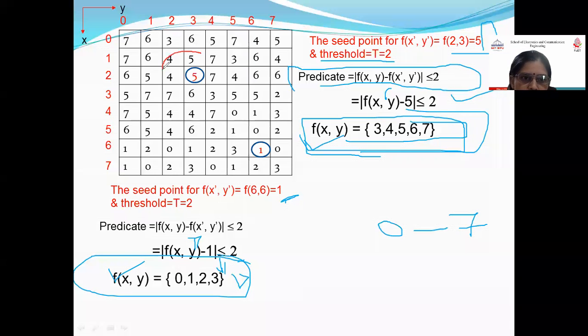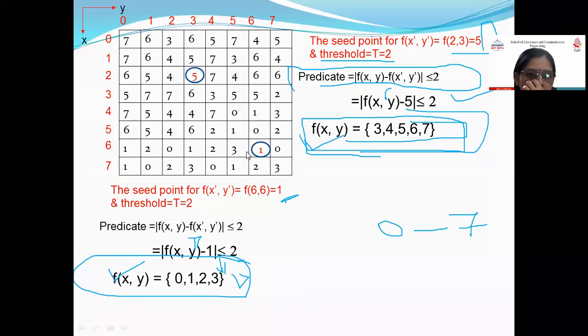So all these pixels have difference less than or equal to 2. So we add them in the same group. Then we start with the next neighbor. We compare all these pixels. And we decide whether to put them in the same group or not. And in the similar fashion, when we proceed, we can get the segmentation for this first person.